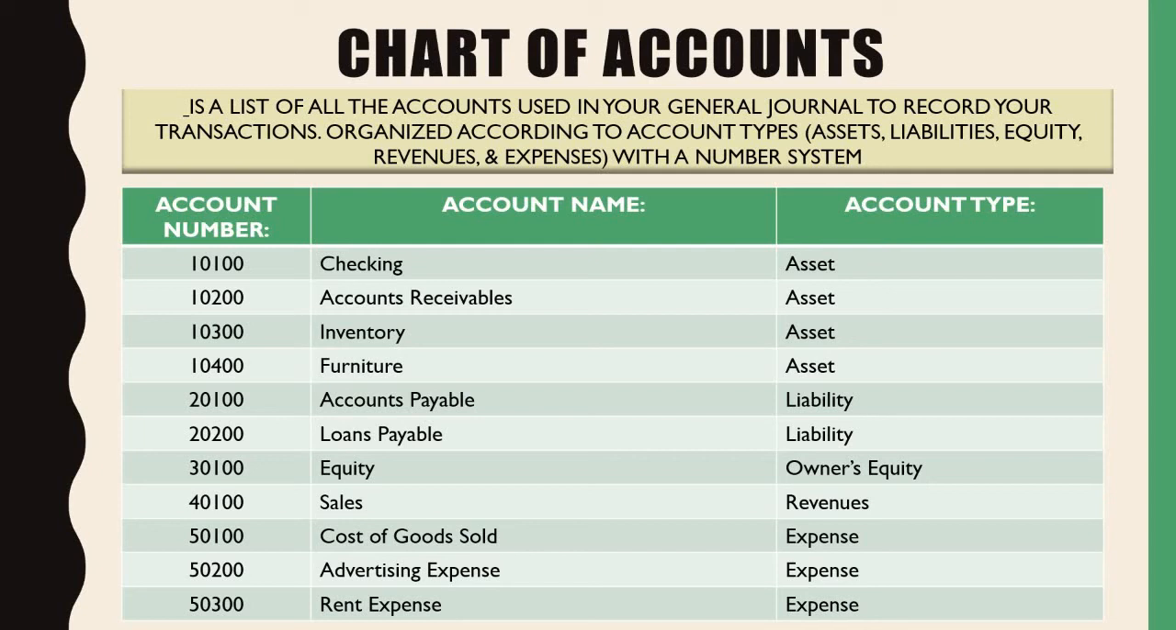So 10100, 10100 for checking. I'm paying this, 10100. I'm buying this, 10100. All right? So it can be useful for whoever's in the position of recording. So if they prefer to use account numbers, you can assign them. If not, you can just use account names. All right? Okay, thank you.